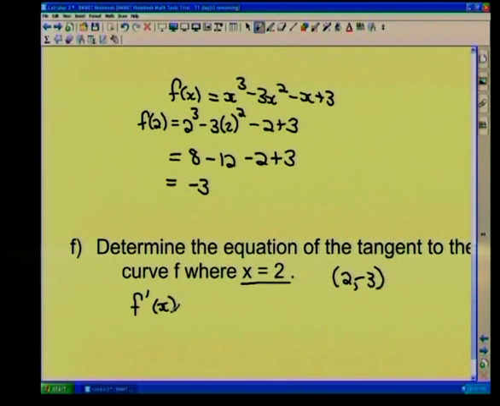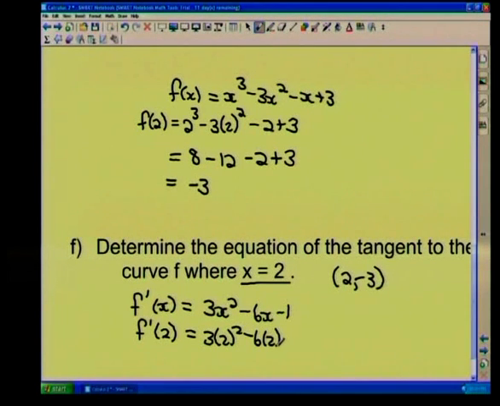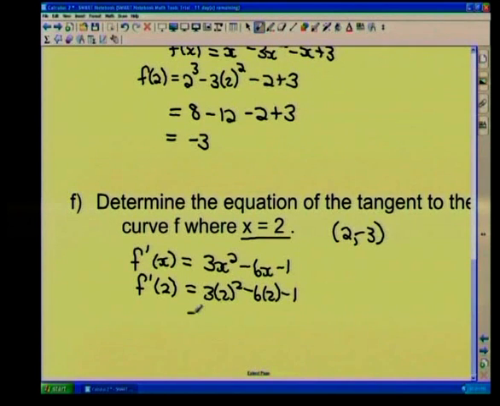Gradient is derivative. Just remember that very clearly in your mind. So it's 3x squared minus 6x minus 1. And we want to know what is the gradient at 2. So it's 3 times 2 squared minus 6 times 2 minus 1. Right, moving that down a bit, we get 4 times 3 is 12, minus 12 minus 1, which is really nice to get, minus 1, which is the gradient of my tangent.